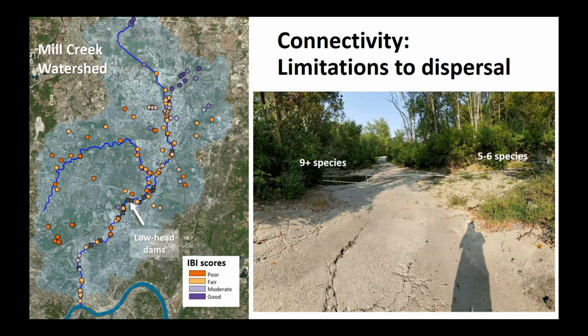On the left side, we see a bunch of low-head dams. And we see IBI scores that range from orange and orange poor to purple good. And hopefully you can see that patches may be poor and the patches may be good, and they can be in relatively close proximity to each other. And so for fish to improve in these particular systems, we might need to see connectivity in those particular areas.